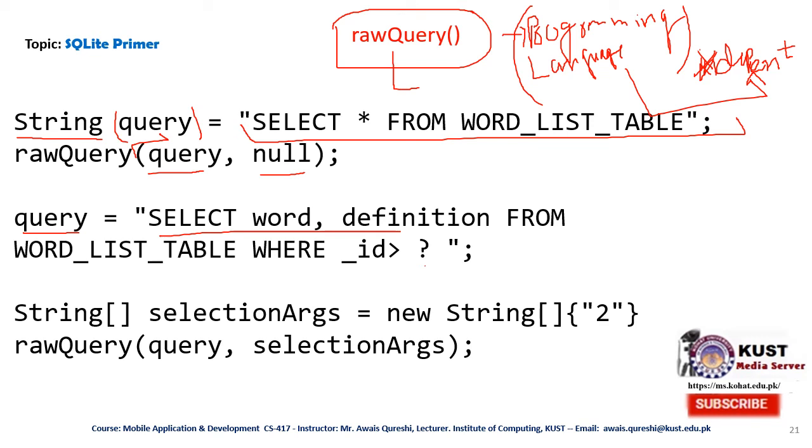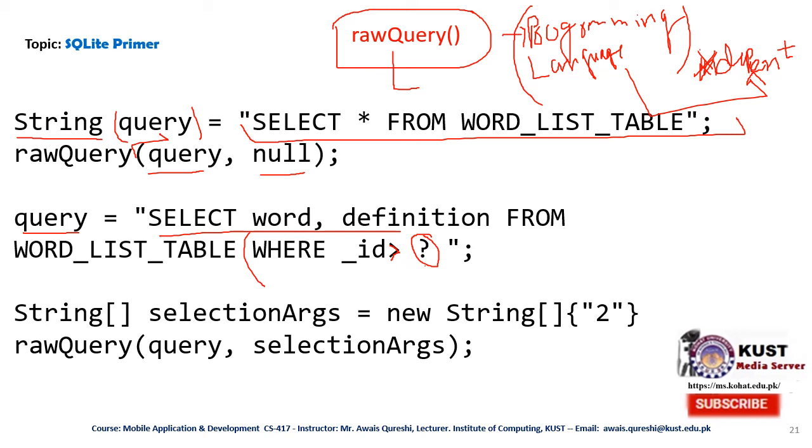So here you can see that we have prepared a new query: SELECT word, definition FROM word_list_table WHERE id = ?. This is a special sign because we are using a WHERE statement. That's why we are given this greater than symbol and then this interrogation sign. This means when the query runs, it asks you for the ID.